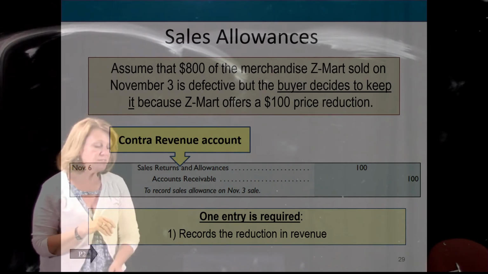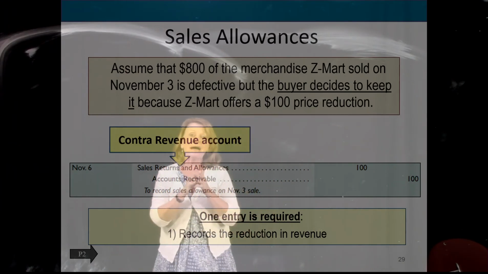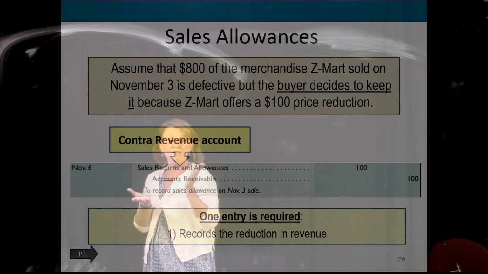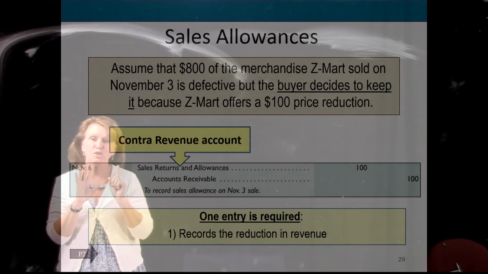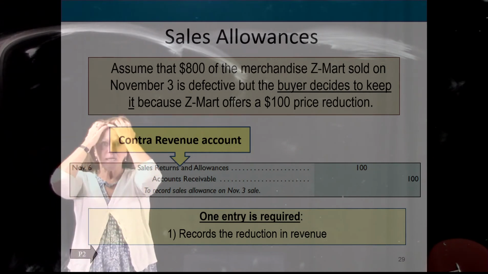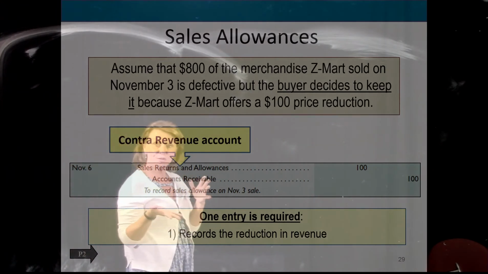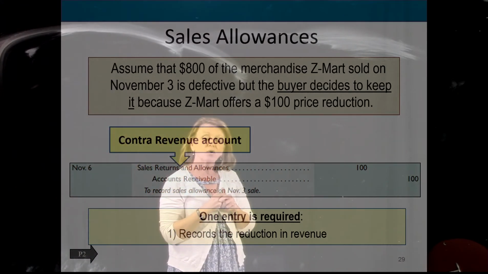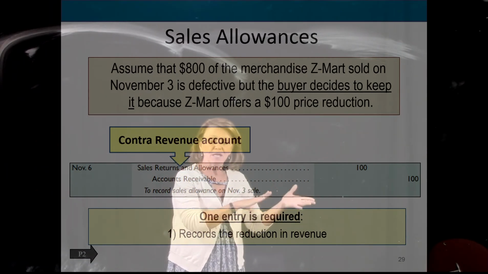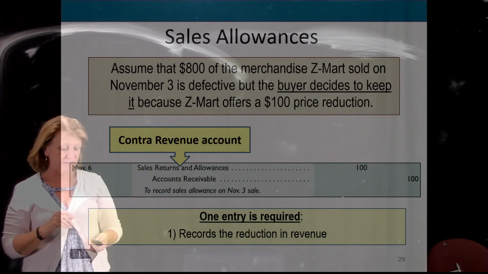So sales returns and allowances is a contra revenue account. It's an account that would be subtracted from our inventory account, in this situation from our accounts receivable account. A contra account means just in opposition to, contra to. So if you have a revenue account for sales, but sales returns and allowances subtract from it, then it's a contra account.